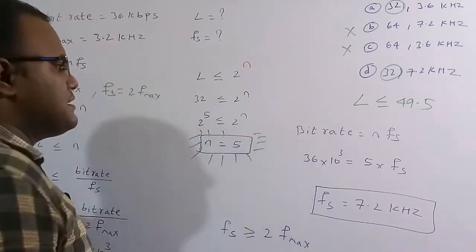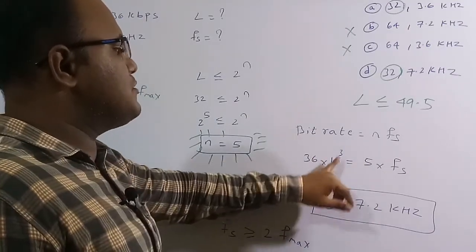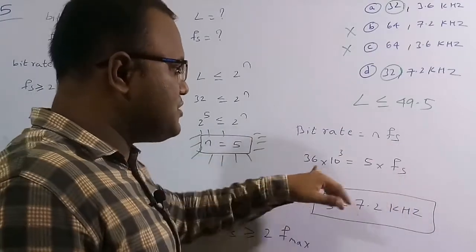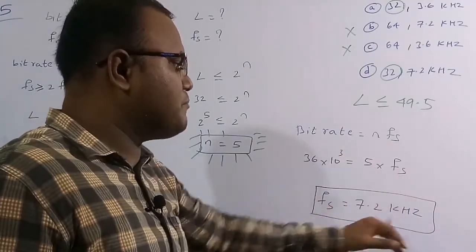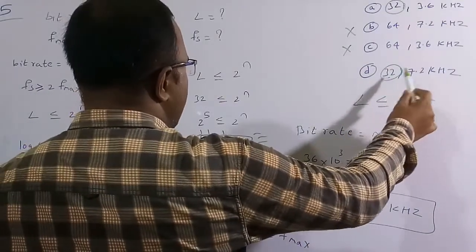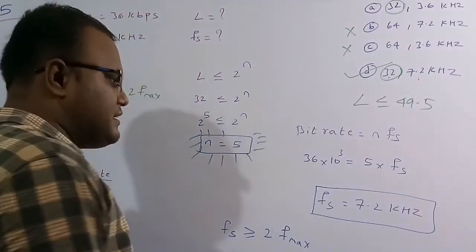Based on this, the bitrate is equal to n into fs. The bitrate we know is 36 into 10 to the power of 3, and n is 5, which we just calculated. So if we calculate, fs is equal to 7.2 kilohertz. So we got the value of L, which is 32, and fs is 7.2 kilohertz. So only option D matches, and D is the correct solution.